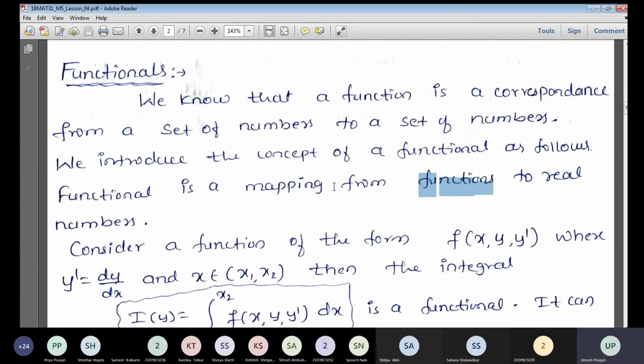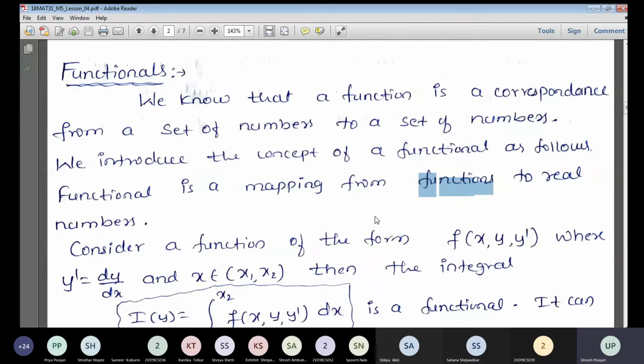In functionals there will be three terms. You know that in functions there will be two terms. One is variable x, second one variable y. Only variables will be there. Suppose f of x comma y equals sin x plus sin y. How many variables are there? Only two. One is the x variable, second one is the y variable.